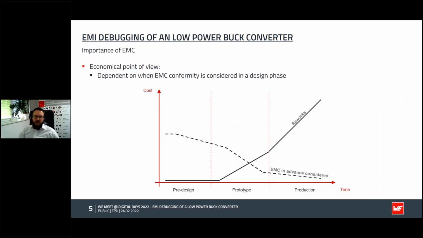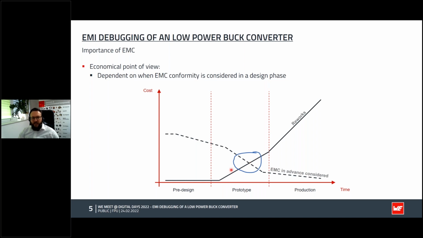For us, it's really important that EMC and EMI are considered from the beginning of the design. So it's really worth taking your time to think about EMI or EMC: where you place your components, what current paths you have, and where there could be some radiation. Of course, it will take more time, and more time is cost when you think about a design.